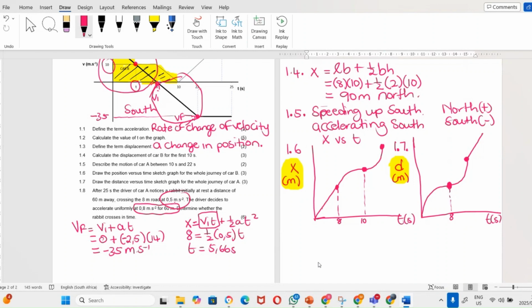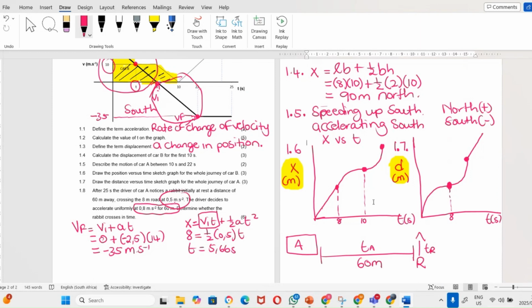All right, so the reason why we're finding that is because we want to calculate the time it takes car A to travel 60 meters if it is accelerating at 0.8 meters per second squared, right? Because the rabbit is here, it's called an R, and it's crossing here. And we want to compare the time it takes the car, let's call that TA, the time it takes car A to cover 60 meters, which is where the rabbit is, against the time of the rabbit, the time it takes the rabbit to cross. Now we already have that time as 5.66.